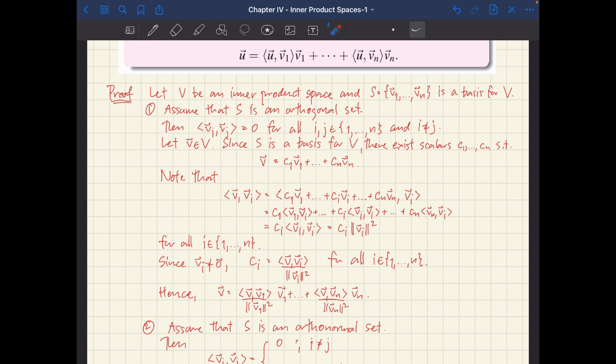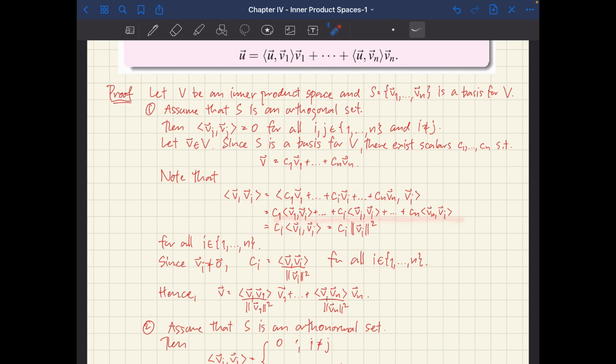For the left-hand side, this is the inner product of v and vi, and the right-hand side is the inner product of the sum c1 v1 to cn vn with vi. Then we use the properties of the inner product. We can distribute the inner product to each term, and we pull the scalar out from the inner product. Okay, and we obtain this formula, right?